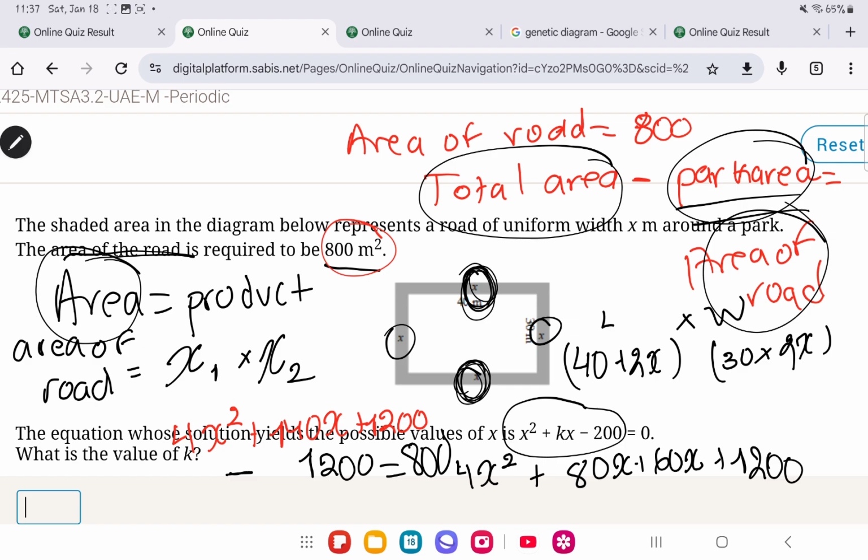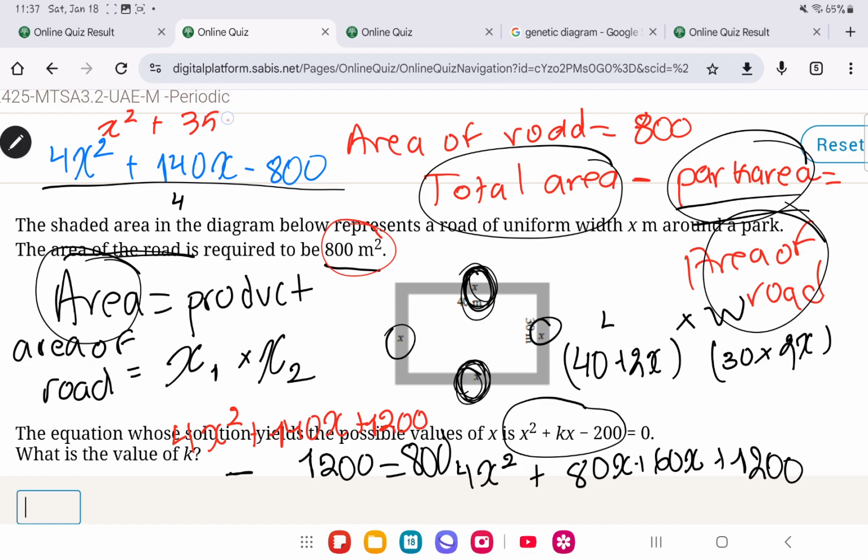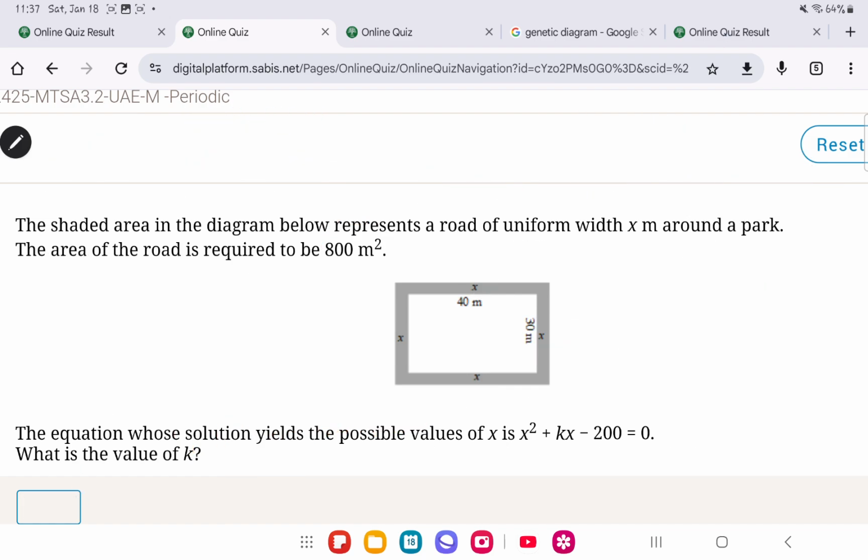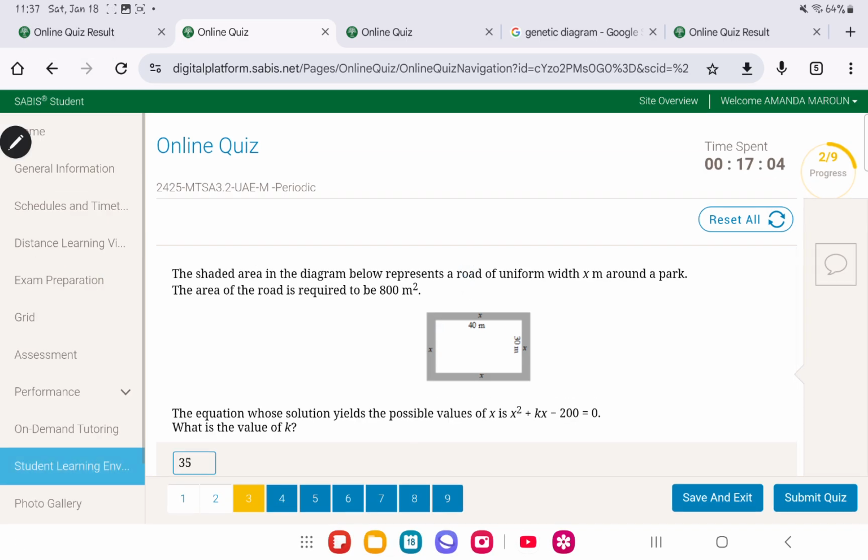So after solving and moving, we are gonna get a final answer of 4x squared plus 140x minus 800. Now, to get rid of the 4, we are gonna divide everything by 4. And so we will get x squared plus 35x minus 200. So the value of k is then 35.